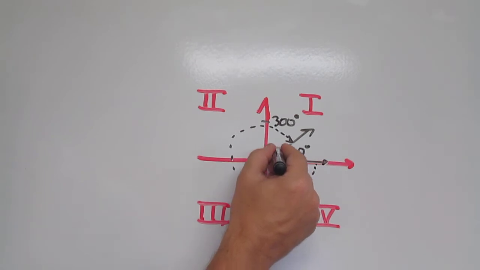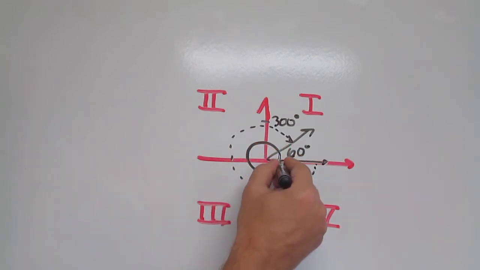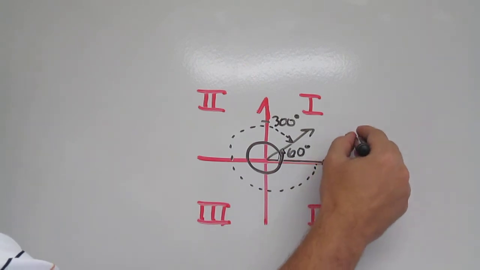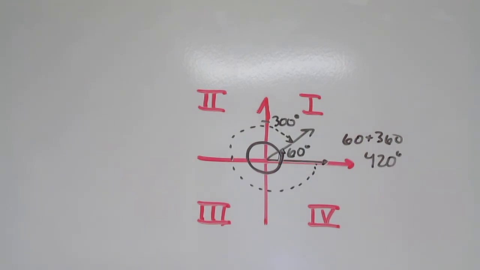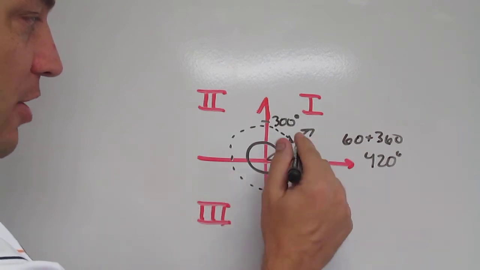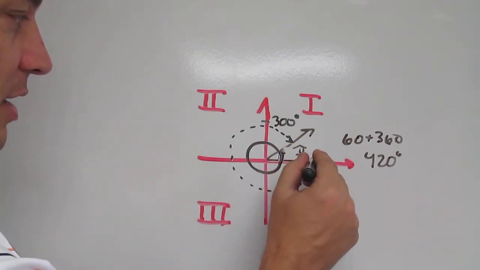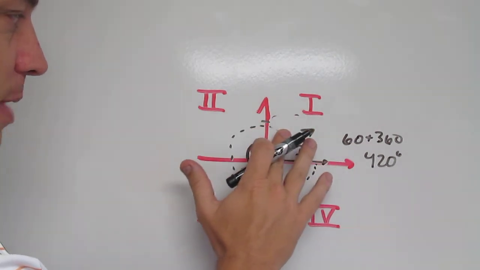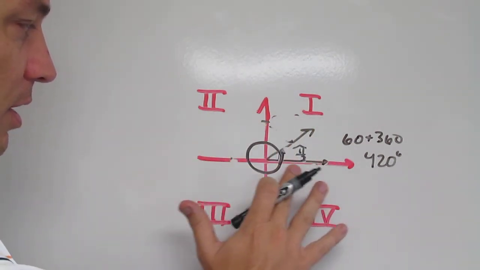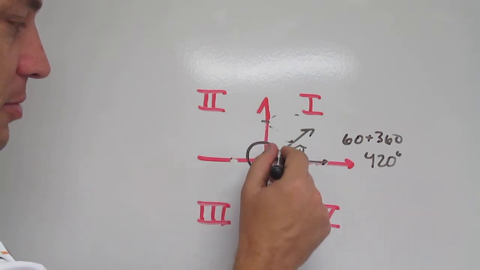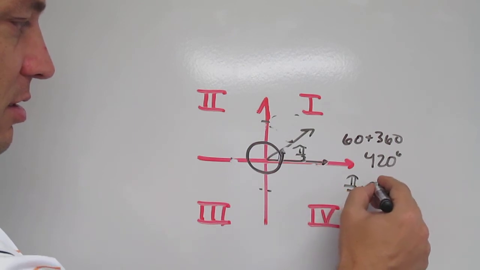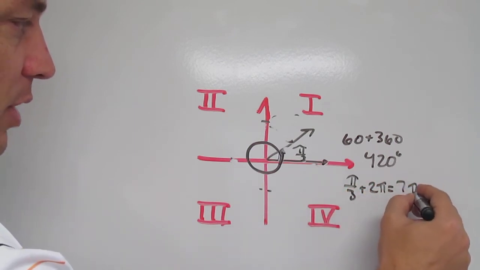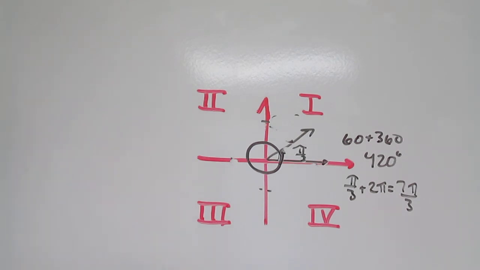Or I could say 60 plus 360, or 420 degrees is coterminal with 60 degrees. Of course, all this can be done in terms with radians also. So I could call this pi over 3. And then if a whole circle is 2 pi, then I could say 2 pi plus pi over 3, which would end up being 7 pi over 3. That in radians would be coterminal angles.